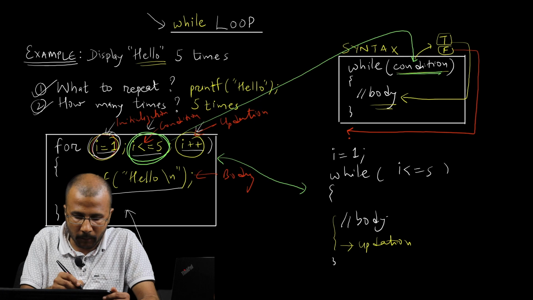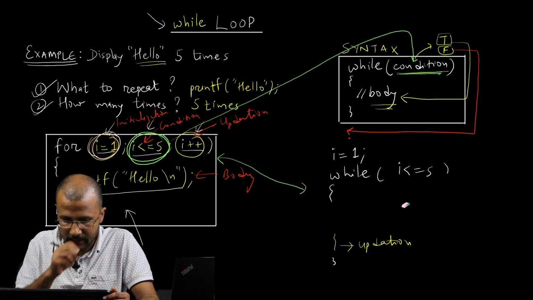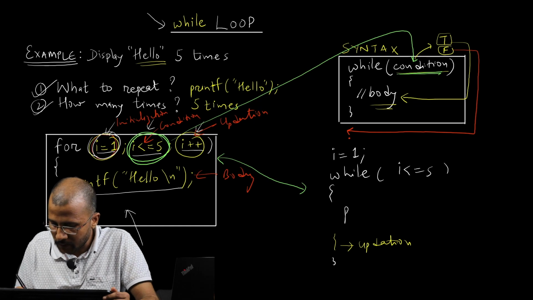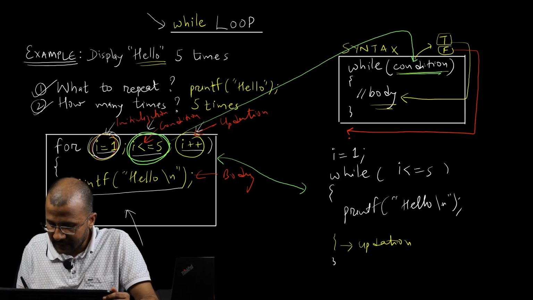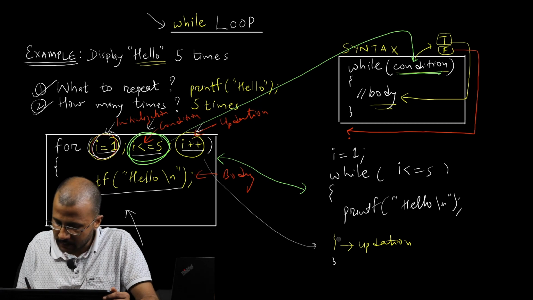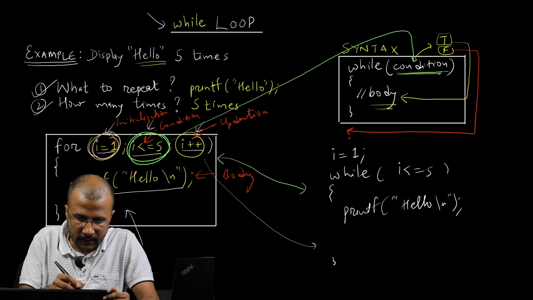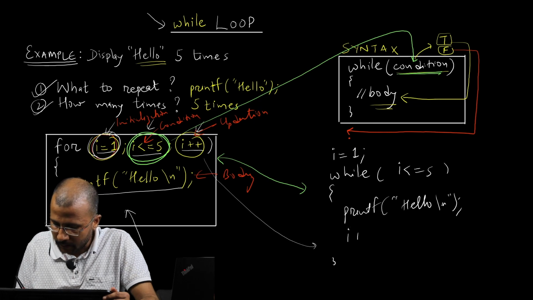What is there in the body? In the body, I am going to print the message hello on the screen. So I'm just going to write printf hello. This is what comes in the body of the while loop. Now the updation statement will be the last statement in the body of the loop. So here I'll put the updation, that is i++ will come here. So I'll just replace this, and instead of this, I'll put i++ here.